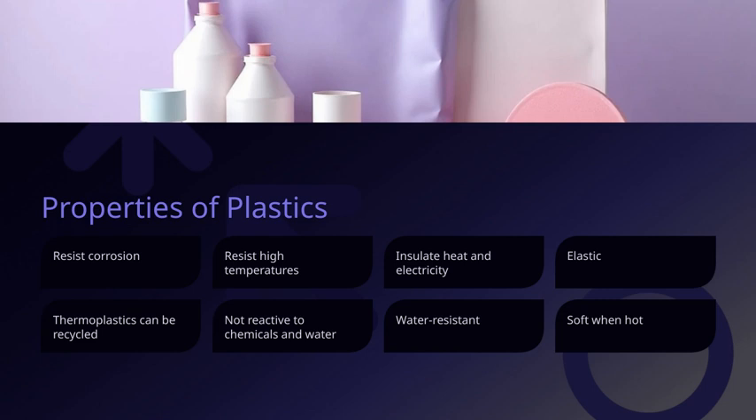When they are hot, plastics tend to be soft, which allows for molding and shaping during manufacturing processes. All these properties, resistance to corrosion, recyclability, heat resistance, chemical stability, insulating ability, water resistance, elasticity, and softness when hot, highlight why plastics are such a valuable material in so many industries. They combine durability, versatility, and adaptability, fitting into a broad range of applications that support our everyday lives.